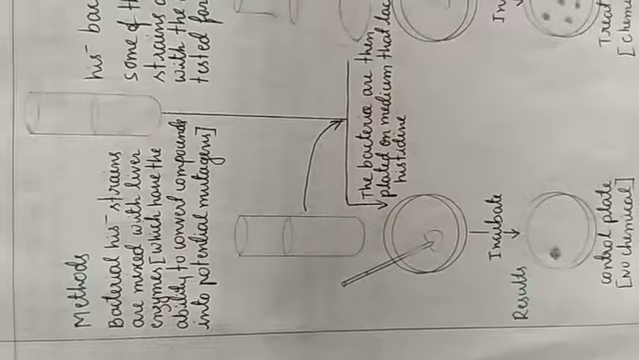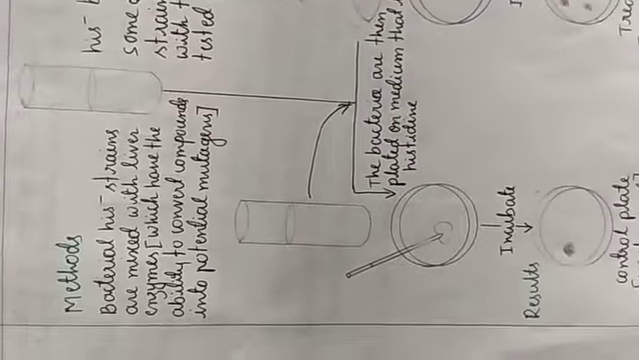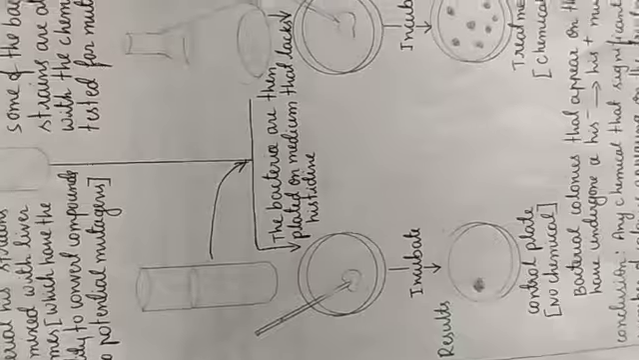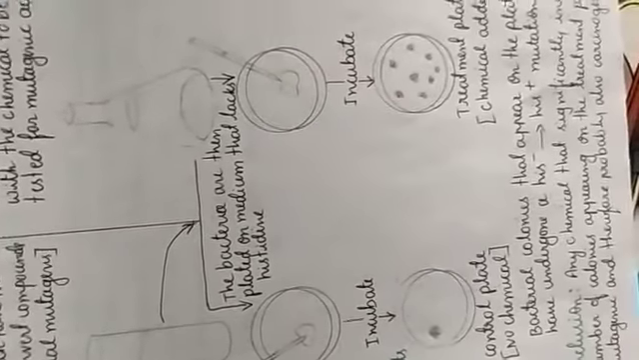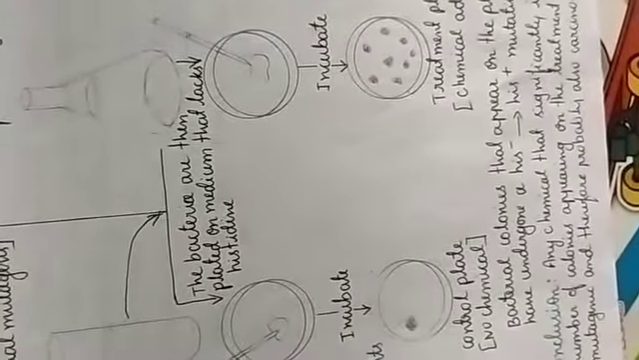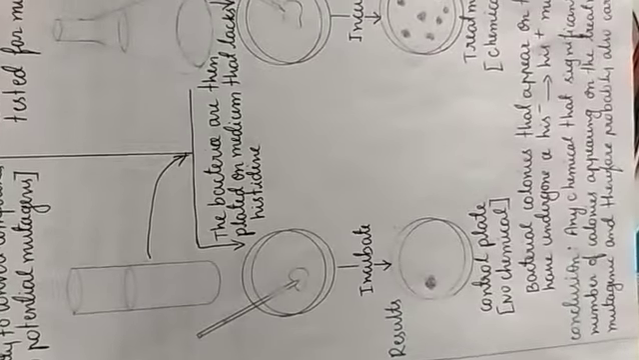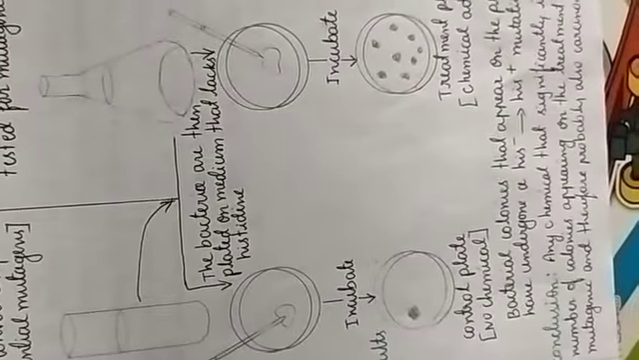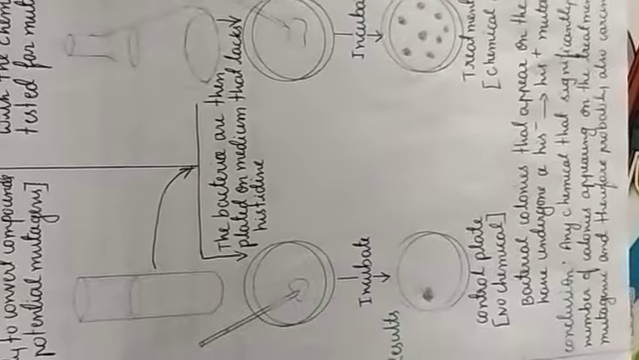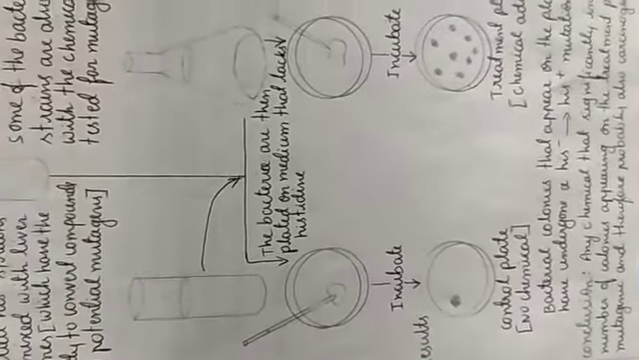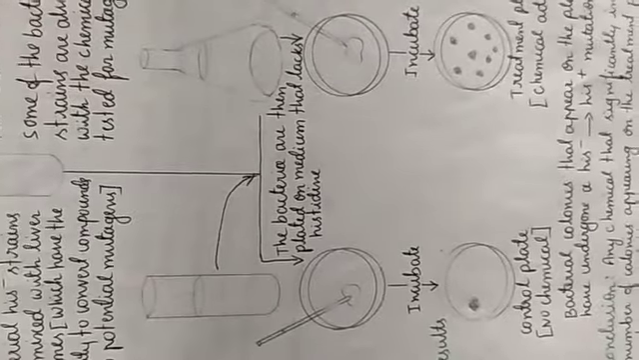Here, if the chemical is mutagenic, it will bring about the reverse mutation in the bacteria and they will become histidine positive. See here, after incubation, if colonies appear, that indicates that the chemical mixed with that medium brings about the reverse mutation in the bacteria. So the chemical added is mutagenic or carcinogenic.